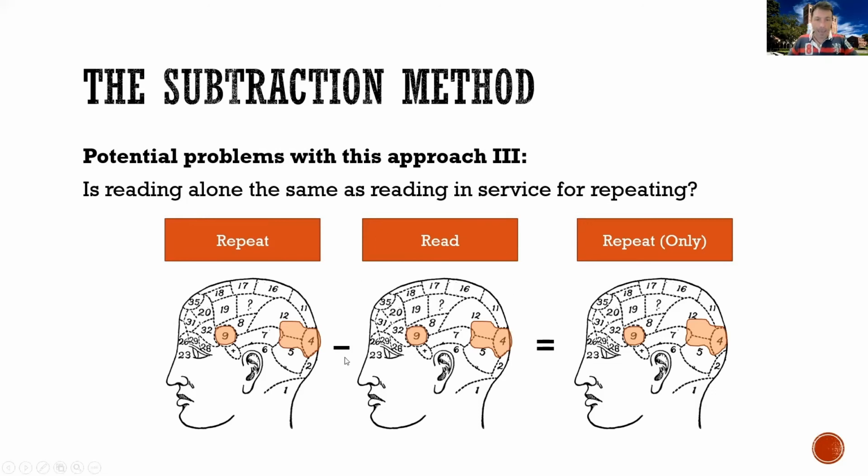Because if the reading here is different than the reading here, then when I subtract them, I'm not left just with the one extra process, repeating. I'm left with repeating and all the differences between reading to read and reading to repeat. So the pure insertion hypothesis is at the heart of every single fMRI experiment that is about cognitive tasks. So it's really a crucial hypothesis. Unfortunately, it's very hard to assess whether it holds or not.